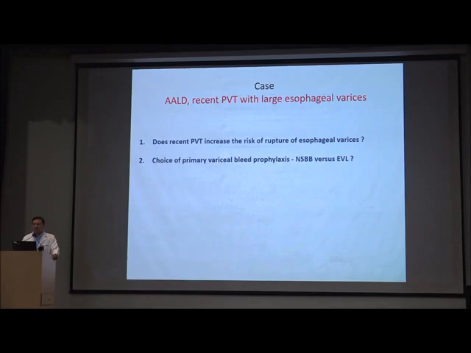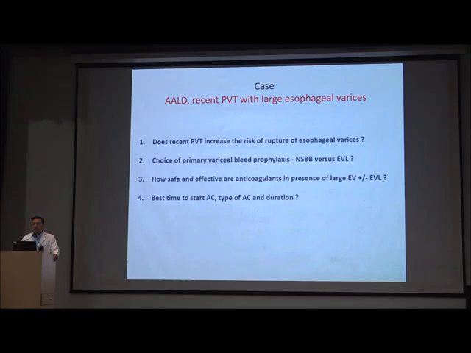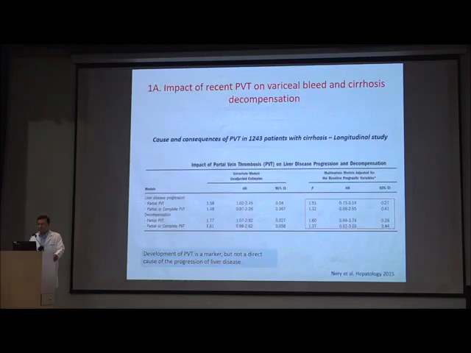What should be the choice of primary variceal bleed prophylaxis: should we use a non-selective beta blocker, EVL, or combination therapy? How safe and effective are anticoagulants in the presence of large esophageal varices, with or without EVL? And what is the best time to start the anticoagulation therapy? What should be the type of anticoagulation therapy and the duration of the therapy? Now coming to each answer one by one.